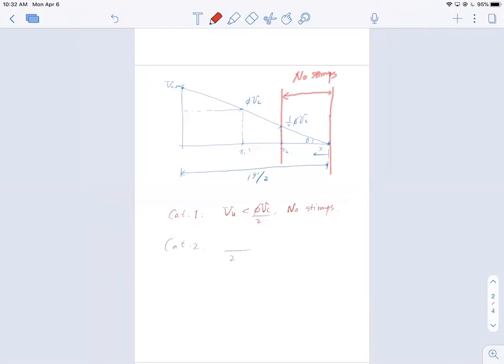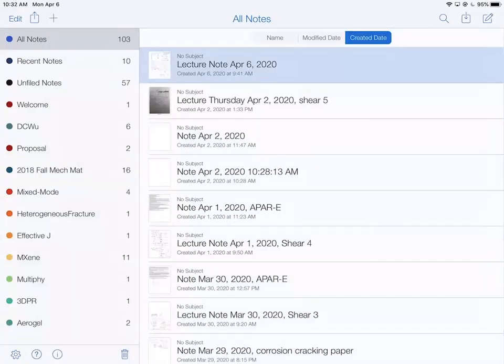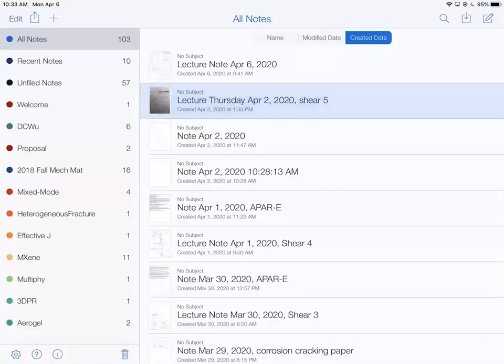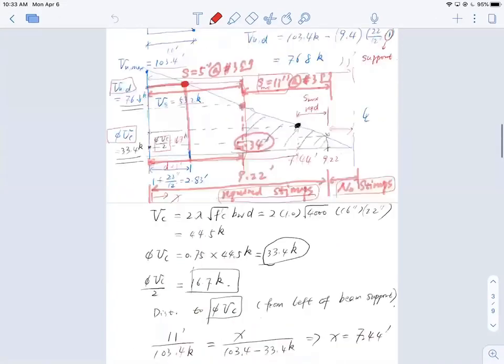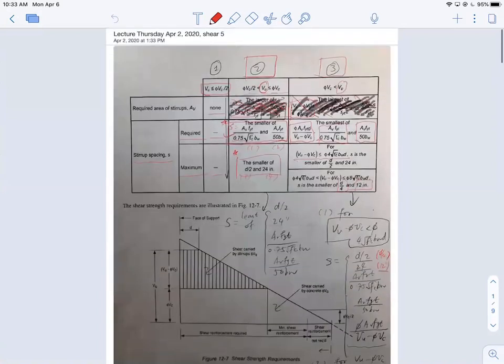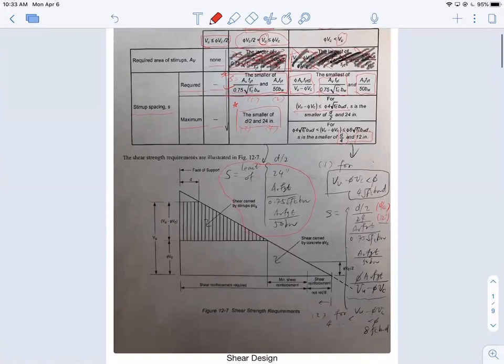Category 2 is half of VBC smaller than VU, smaller than VBC. So that means minimum stirrups needed. But let me go back and recall this equation right here. This is category 2, right? Recall this one right here. This is the spacing requirement. These are still spacing requirements.